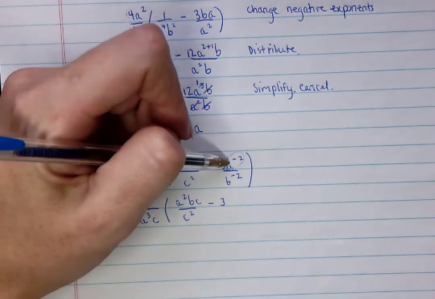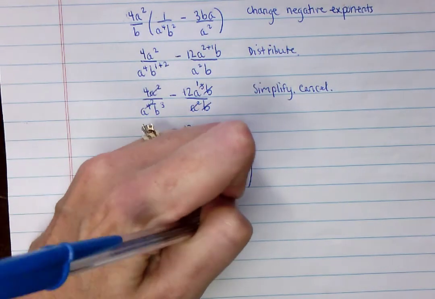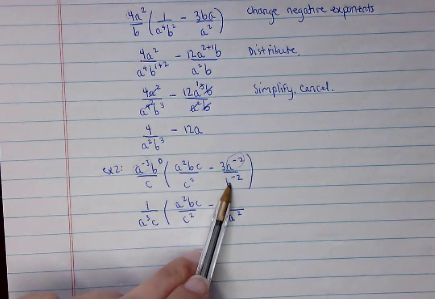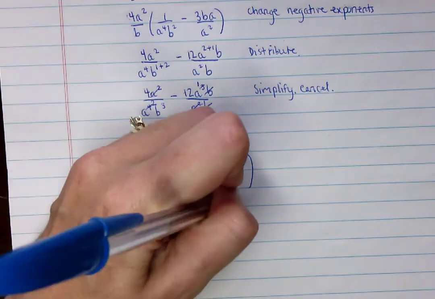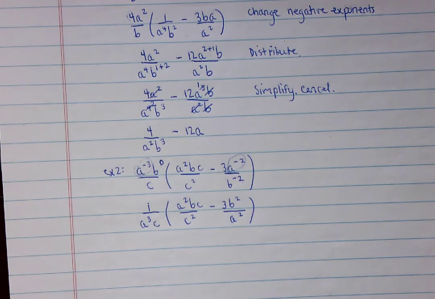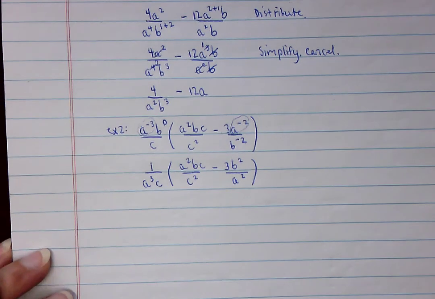So we're going to move this to the bottom, and we're going to make this a squared on the bottom, positive a squared. And this one's going to go to the top. We're going to make that b squared on the top. So now we've changed all the negative exponents to positive ones, and now we're ready to distribute. That's our next step.